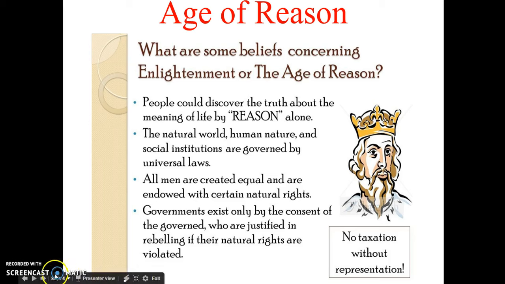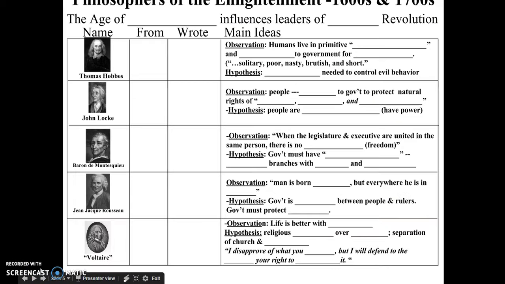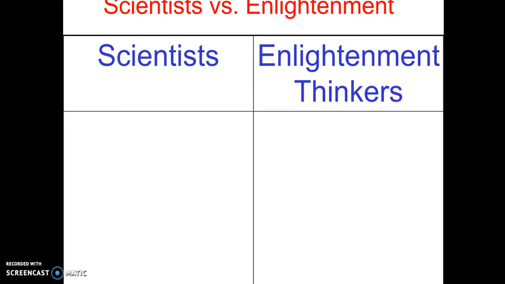You have a yellow document. Grab that, and on the back side of this chart, flip it over. We're going to be looking at two philosophers from this time period called the Enlightenment, Thomas Hobbes and John Locke. I want you to make a chart that looks like this. Make a T-chart, write scientists on one side. Go ahead and write Enlightenment thinkers on the other. Pause if you need to. Write that down.